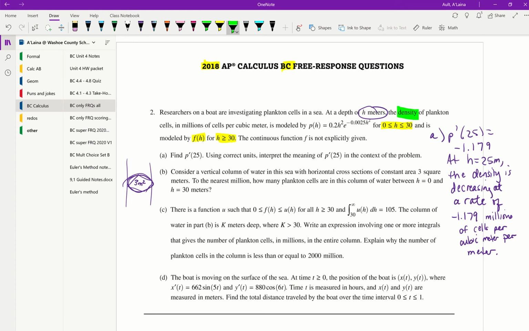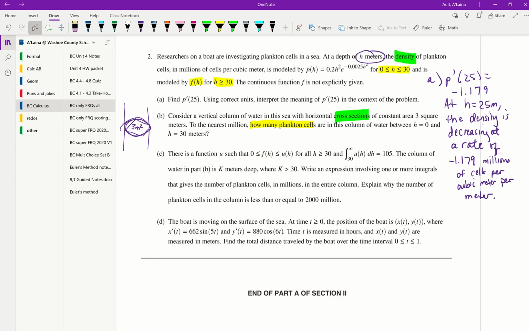Well, this is a situation where we know the cross section, but we do need to be careful about what they're asking for. They want how many plankton cells are in this column. They're not asking for the volume of this column. So we're merging the idea of volume with a known cross section, but converting this to plankton cells. When we do volume of known cross sections, we would do a definite integral of the area of one of the cross sections. In this situation, though, we don't want just the volume. If they just asked for the volume, this would be fine.